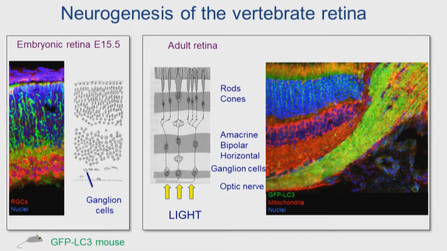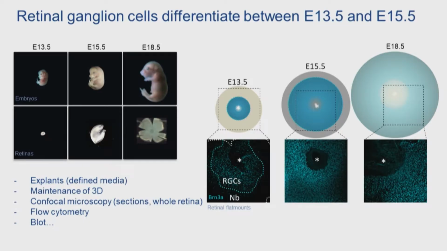And we wanted to see whether autophagy was important for differentiation of these cells. This is just a section in an embryonic retina at E15.5, which is the peak of differentiation of retinal ganglion cells. We work mainly with mouse, and we isolated the retinas from embryos at different stages. The retina has several advantages, because we can culture it in explants, and this is particularly important for autophagy studies because we can manipulate the culture conditions and the nutrients in culture, and we can see the autophagy response of the retina.